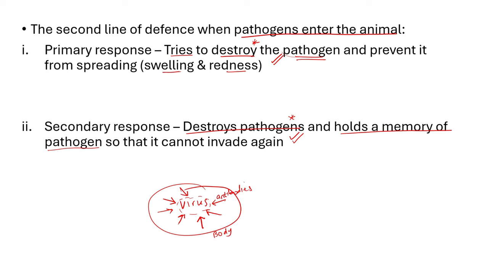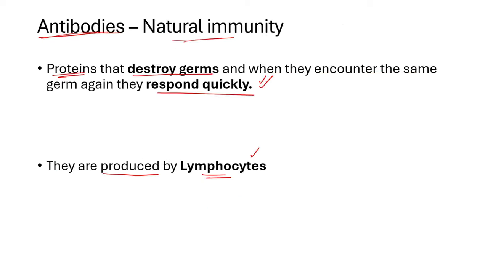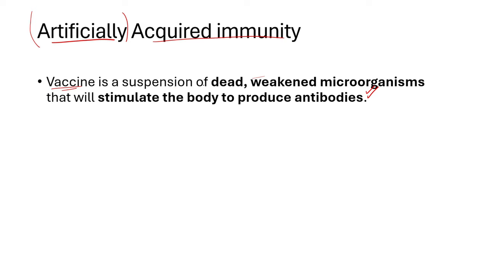So how does a vaccine work with antibodies? A vaccine is a suspension of dead, weakened microorganisms. So when they are vaccinating you, they are actually inserting dead microorganisms into your body. Don't be scared. Those microorganisms are weakened, they are not pathogenic, they cannot cause you to feel disease. Remember that a vaccine is trying to heal you, not to kill you, right?